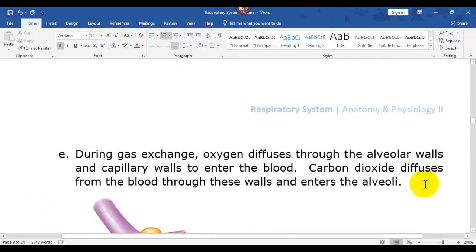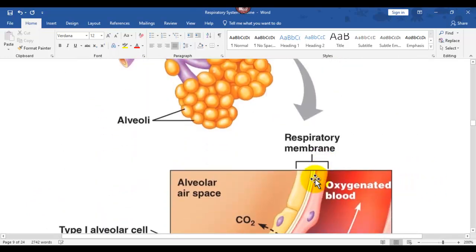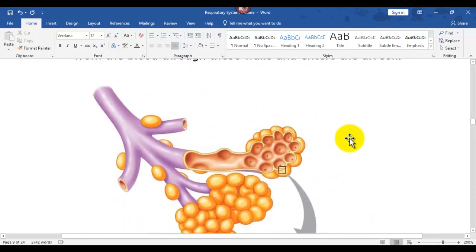I need to do some work on this respiratory outline, but it's going to have to do for now.